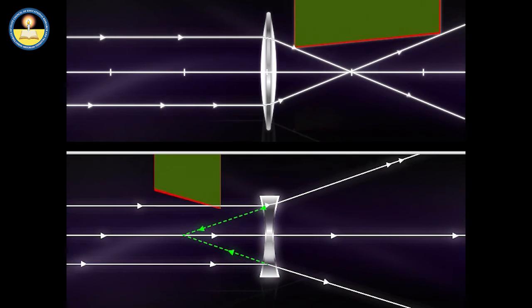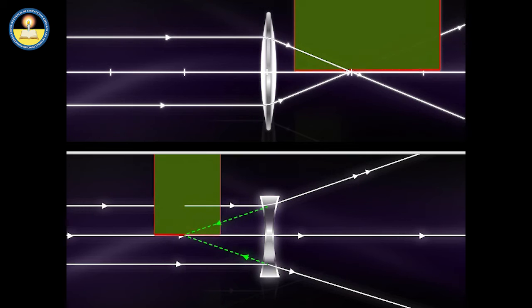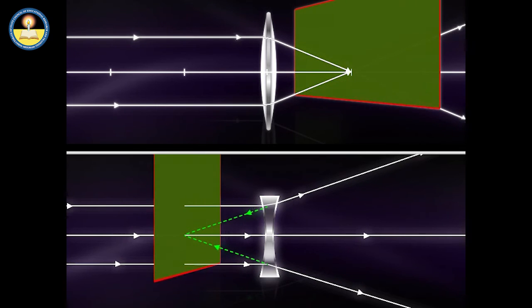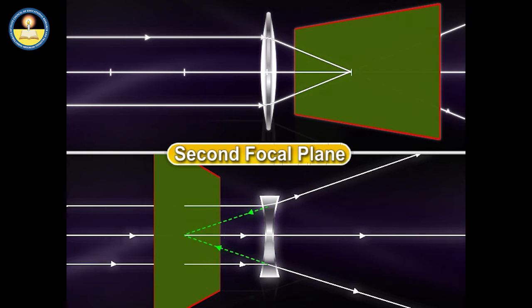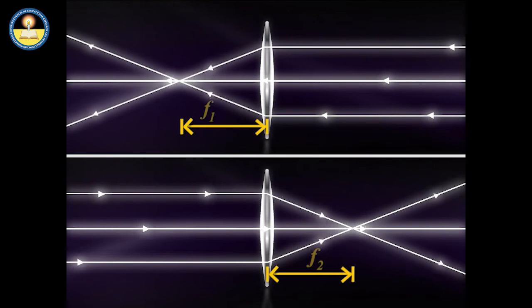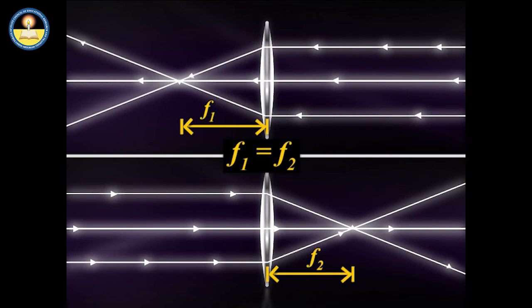Similar to first focal plane, a plane passing through the second focus and normal to the principal axis of the lens is called second focal plane. In general, the medium on both sides of a lens remains the same. Therefore, first and the second focal lengths are equal numerically.